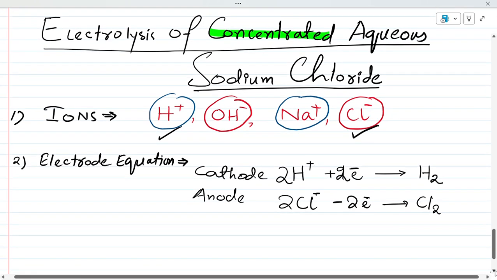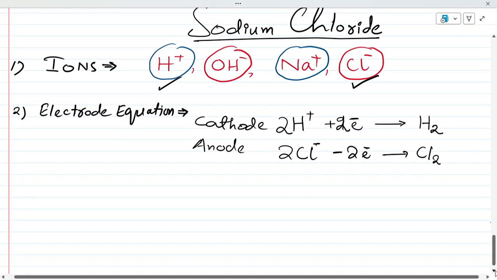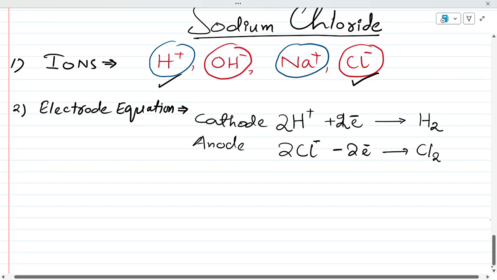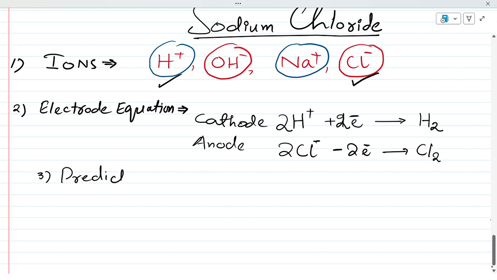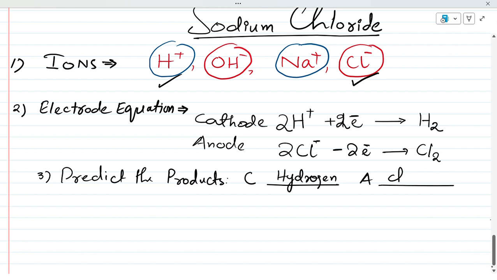Now if you are supposed to predict the products in the paper, like sometimes you are asked to predict the products at the cathode and anode. In case of products, you are supposed to write down for the cathode that there is the hydrogen, and for the anode you will write down chlorine. You can also write down the formulas as well.